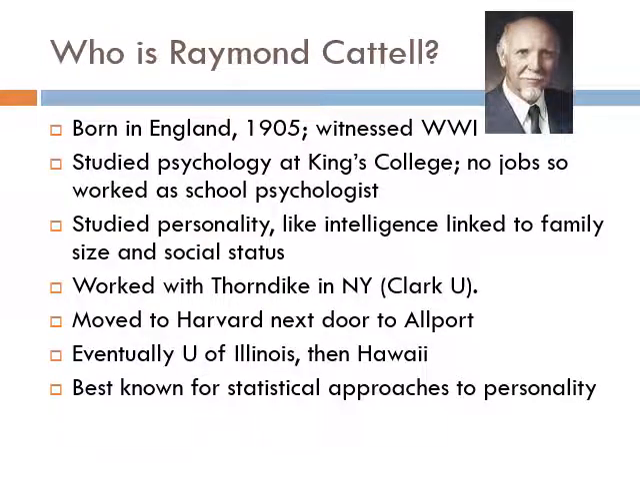He was, of course, British. He worked as a school psychologist, even though that wasn't his main interest. He studied personality, for example, thinking about things like intelligence linked to social status. He eventually moved to the United States, to Harvard, and lived right next door to Allport, so they had this really nice collegiality and were able to talk over these ideas, and that allowed Cattell to build off of Allport's original work. What he's known for are his statistical approaches to personality.